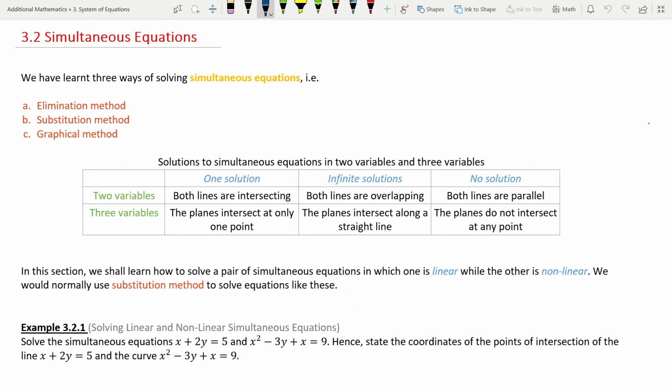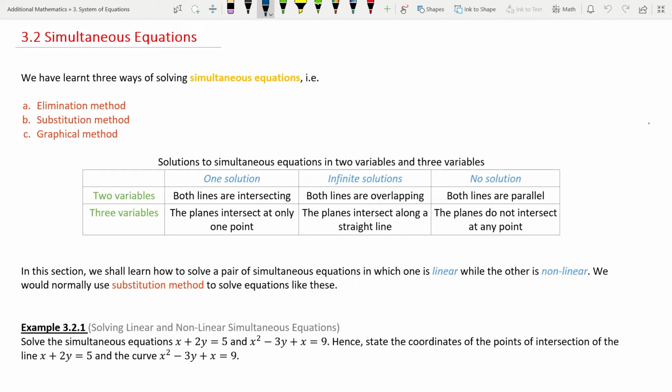The table over here shows us the summary of solutions to simultaneous equation in two variables and three variables. For simultaneous equations that involve two variables, when both lines are intersecting, there will be only one solution. When both lines are overlapping, we will get infinite solutions. Last but not least, when both lines are parallel, there will be no solution.